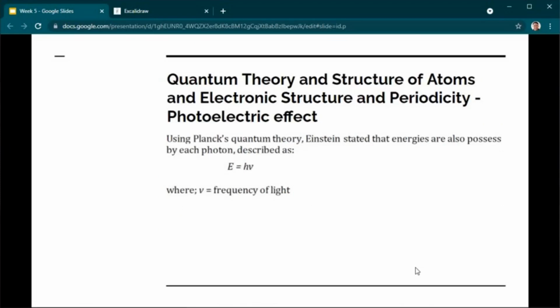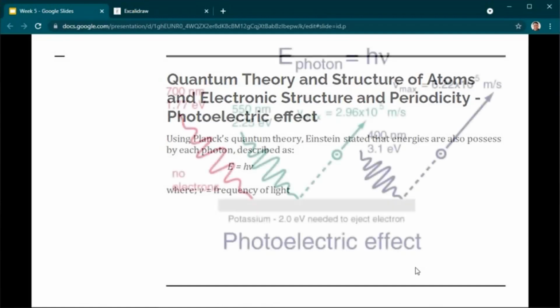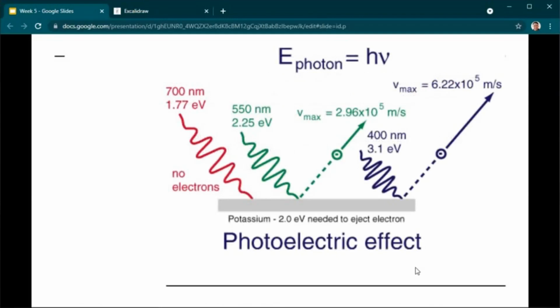So using Planck's quantum theory, Einstein stated that energies are also possessed by each photon, described as E equals hv. Photon is the particle of light, where v is the frequency of light. Okay, so this is the same formula from Planck's quantum theory, but instead v is the frequency of light. Here is a graphic representation of the photoelectric effect.